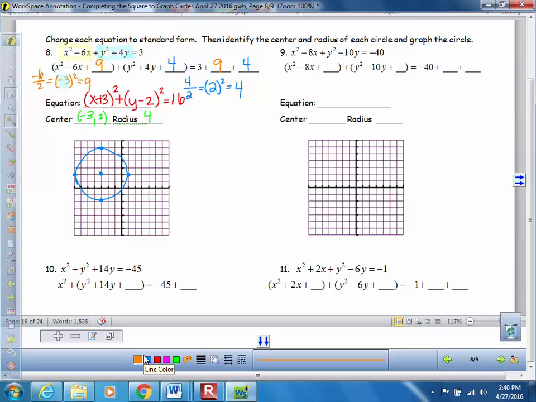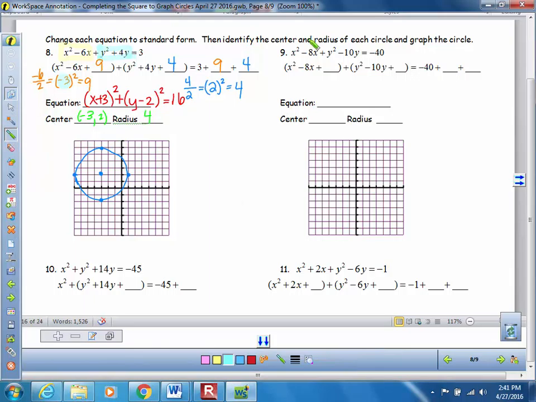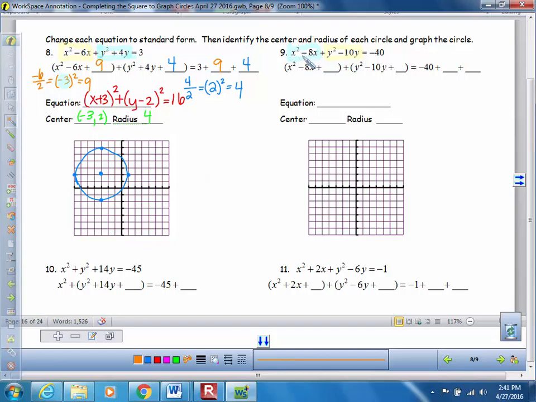Okay, let's try another one of those. So let's look at number 9. In number 9, I have my x part here that I need to complete, and then I have my y part here that I need to complete. So to complete the x part, I'm going to take my b, which is -8. I'm going to divide that by 2, and that's going to give me a -4. I'm going to take -4 and square it, and that gives me 16. So I'm going to put 16 here in the parentheses with the x's, but I also have to put it on the right-hand side beside -40.